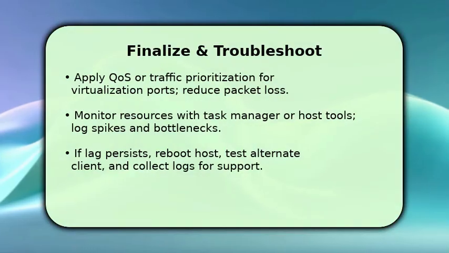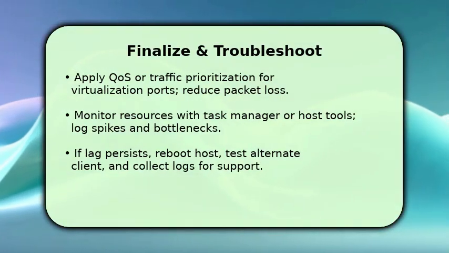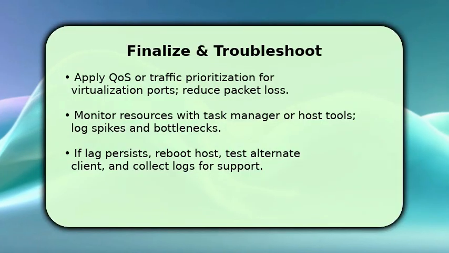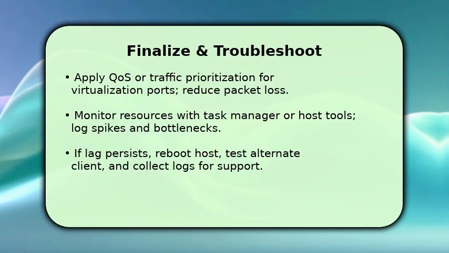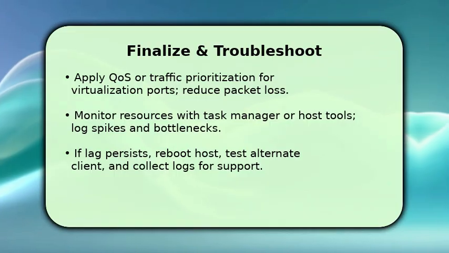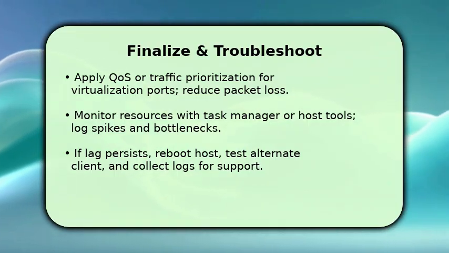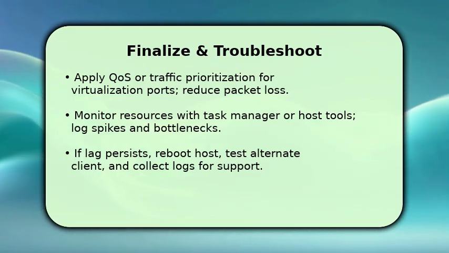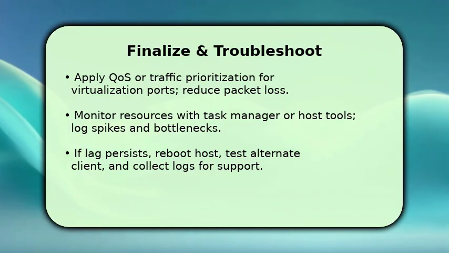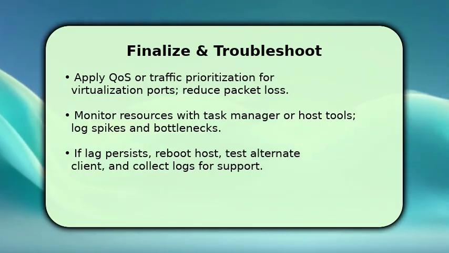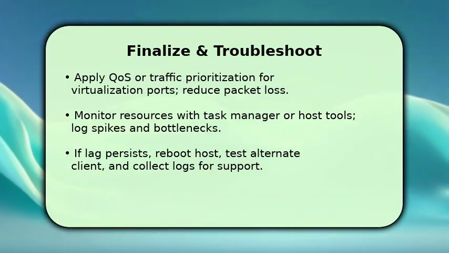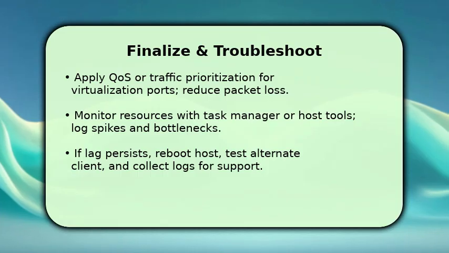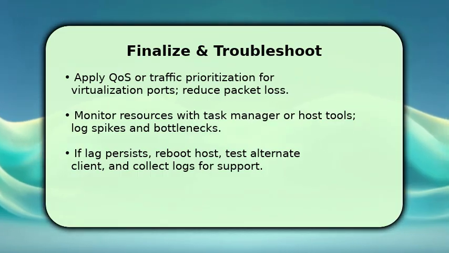You finish by validating and monitoring the setup. Enable CoS for the virtual desktop stream so packets get priority, and run a short stress test while watching host and guest resource meters. Once done, note any CPU, RAM, disk, or network spikes so you can iterate. If issues persist, make sure to reboot the host, try a different client or protocol, and gather logs. This gives you concrete data to fix misconfiguration or to provide to support.